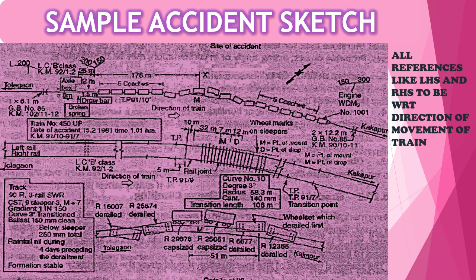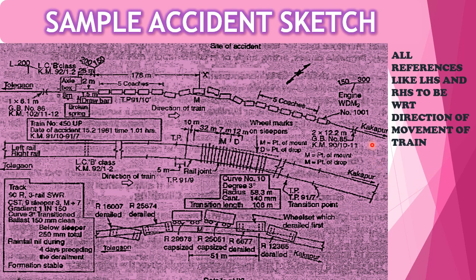This is a sample accident sketch which is also circulated in the revised pro forma of Railway Board. All references like left hand side and right hand side are to be with respect to the direction of movement of train. The accident sketch should be so clear that anybody seeing it is capable of reconstructing the site of derailment.